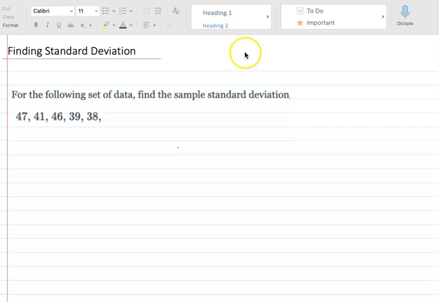Hi guys, if you want to know how to find standard deviation, then please watch this video.